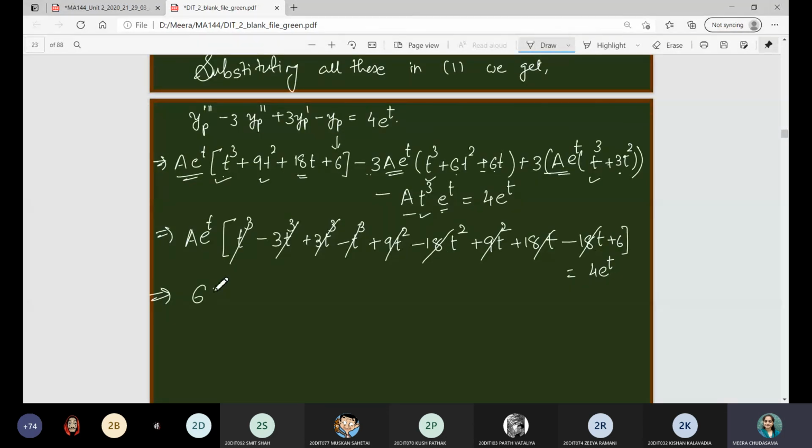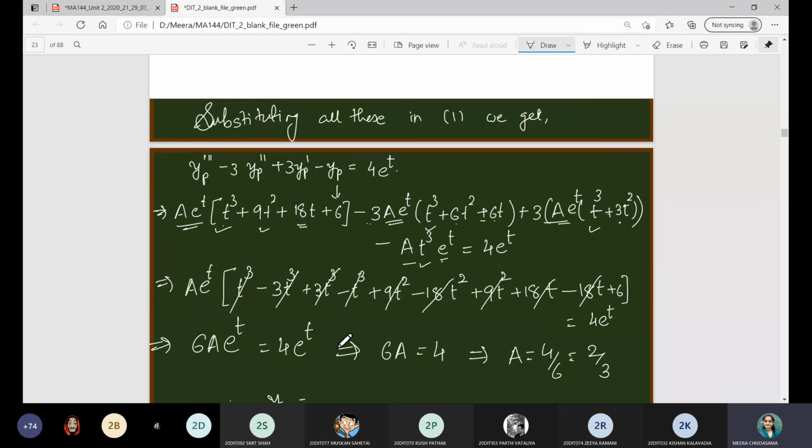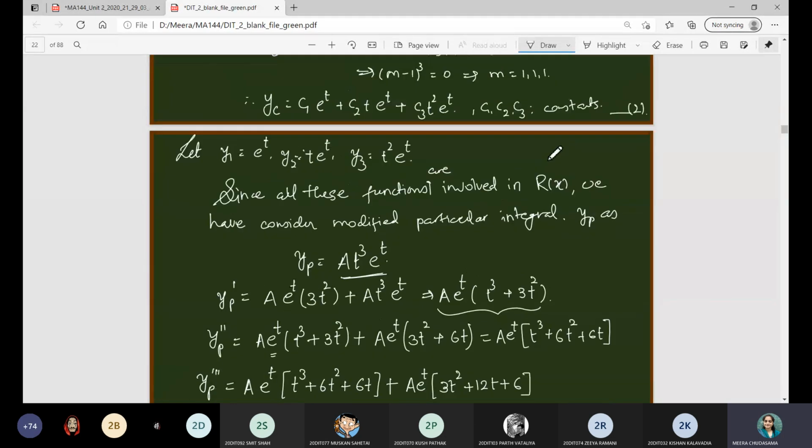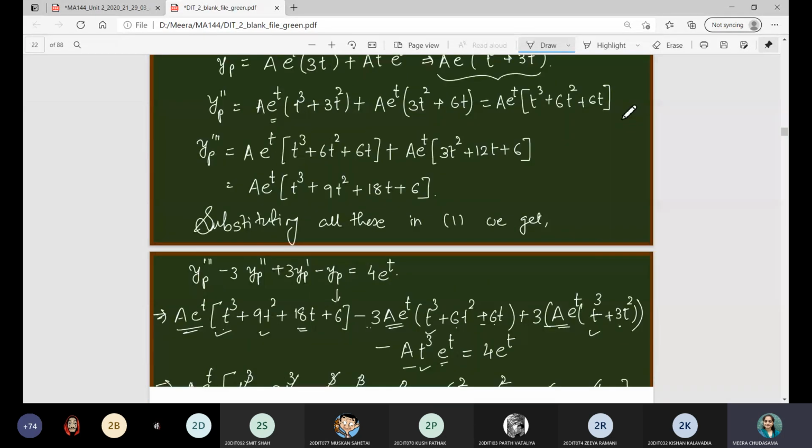So now we have the solution. 6a into e raised to t is equal to 4 e raised to t, implies 6a is equal to 4, implies a is equal to 4 by 6, which is 2 by 3, and therefore yp will be, what is yp we have taken? A into t cube e raised to t, so it is 2 by 3 t cube e raised to t, and suppose I give this as 3, where I have written this. Oh, I have already given number 2.